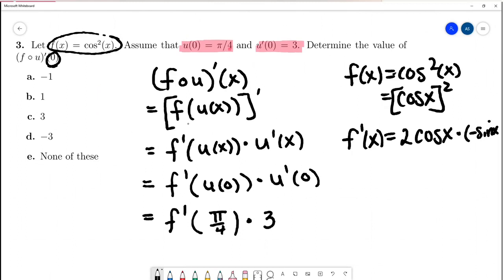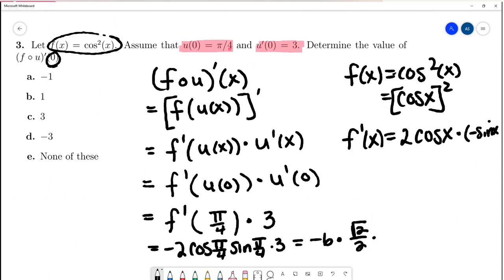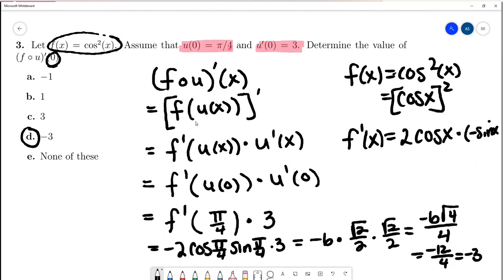So to find f prime at pi over 4, I need to do negative 2 cosine of pi over 4 times sine of pi over 4 times 3. That's negative 6. Cosine of pi over 4 is square root of 2 over 2. Sine of pi over 4 is square root of 2 over 2. So we've got negative 6 square root of 4 over 4. Square root of 4 is 2, so this is negative 12 over 4, and that's negative 3. So we've got negative 3 as our solution to this example.